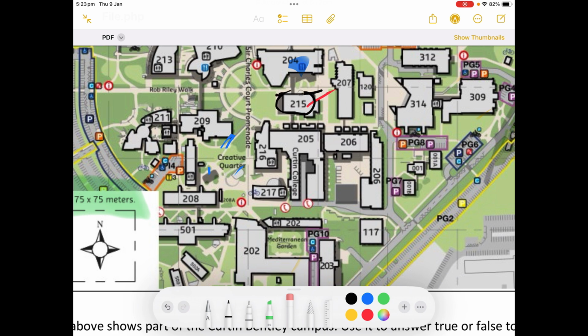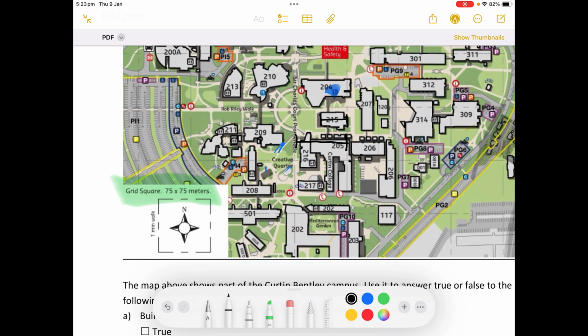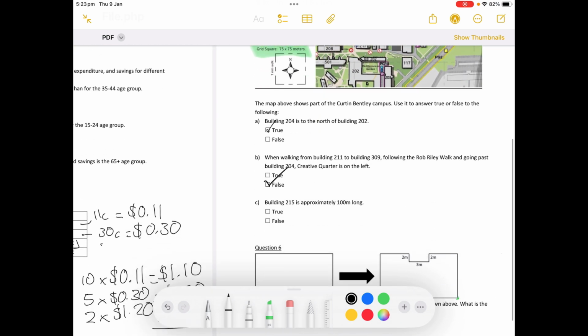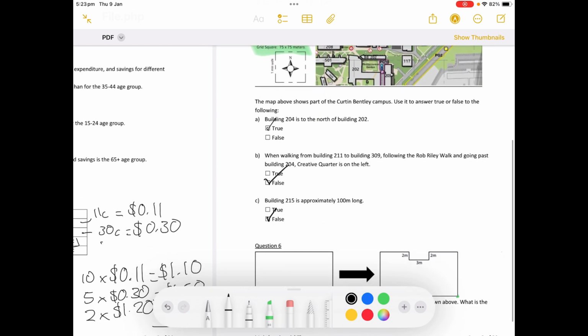Oops, sorry. Let me do that one more time. Alright. This is how long building 215 is. And this is how long a grid square is. So we can see it's definitely not bigger than the square. So that means this is going to be a false statement.